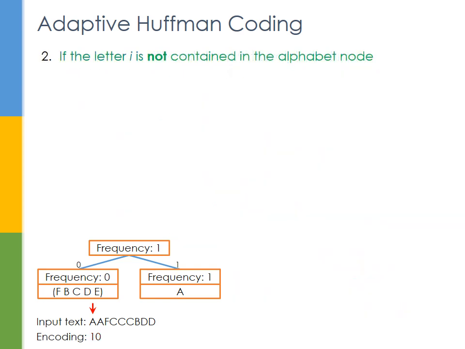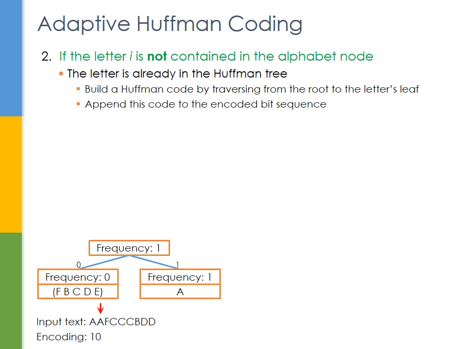Let's now look at the situation where we encounter a letter that is not contained in the alphabet node. So if we look at our example, we now move on to the second letter, and we see that we've encountered the letter A once again. And if we check the alphabet node, we see that the letter A is not contained within the current alphabet. What this then means is that the letter A must be contained somewhere else within the Huffman tree. What this also implies is that we can encode this letter using the standard encoding approach that we used with a normal Huffman encoding algorithm.